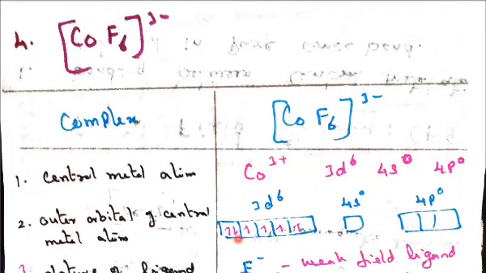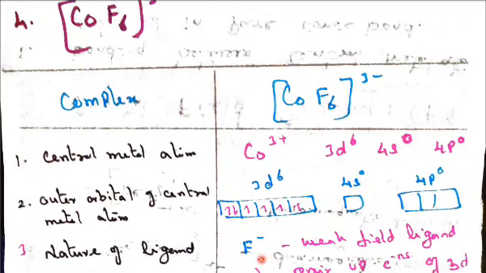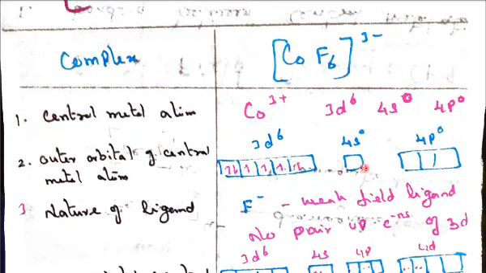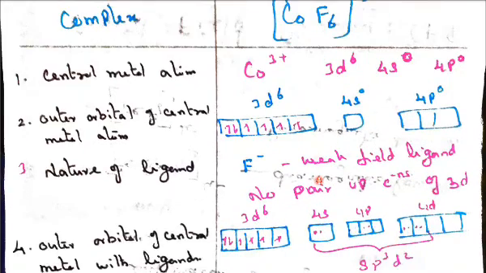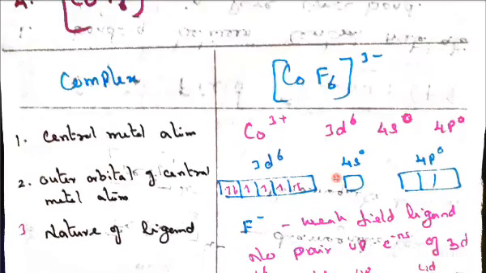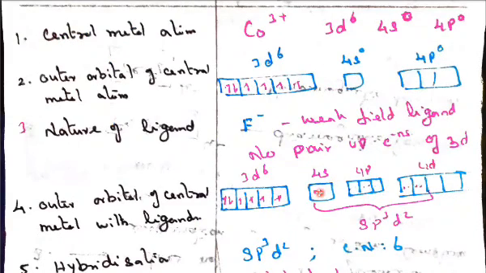So in 3d6, 1, 2, 3, 4, 5, the sixth one is paired. So it is vacant. F minus is a weak field ligand. A very weak field means no pairing takes place. As it is, the places will be left out. We should use only these vacant places. So what we need here is 6. So we need 6 vacant places.